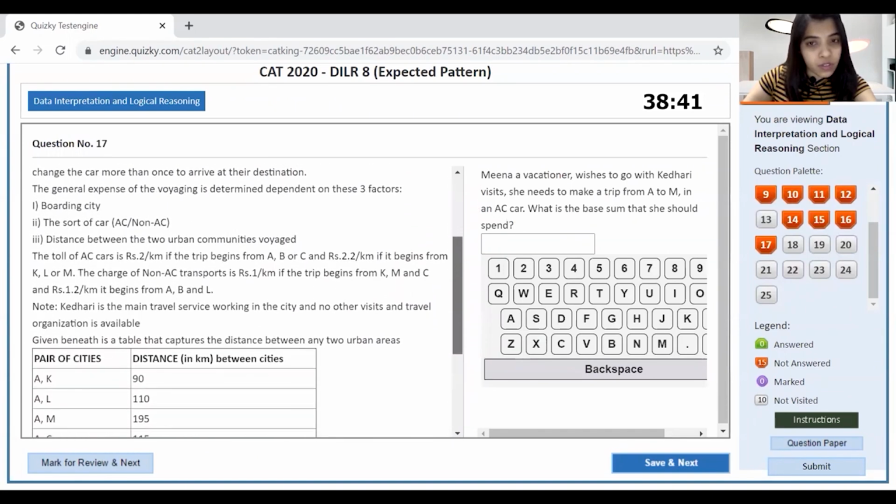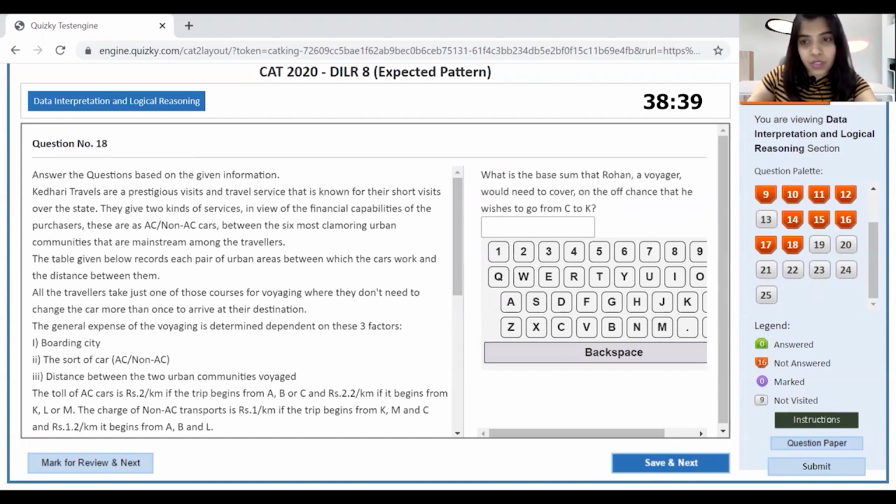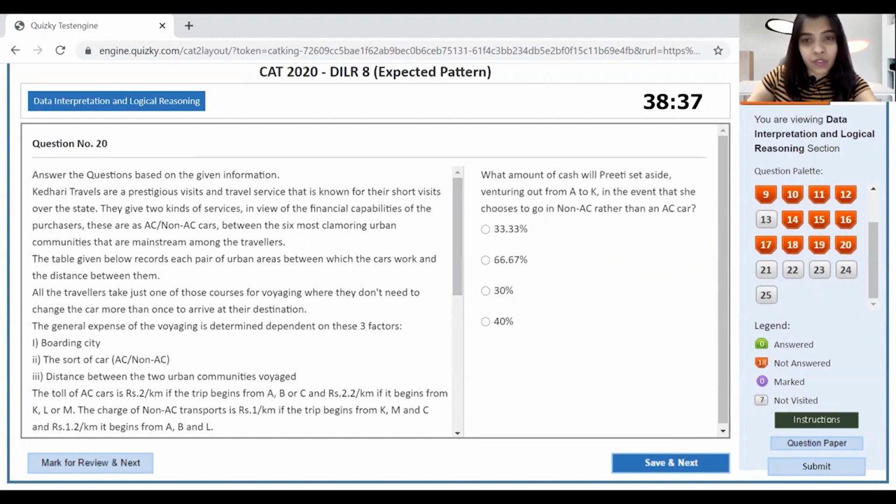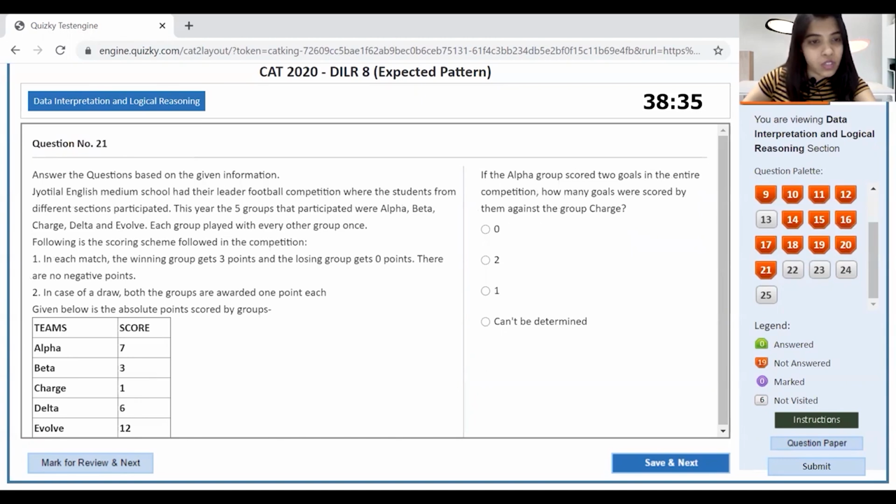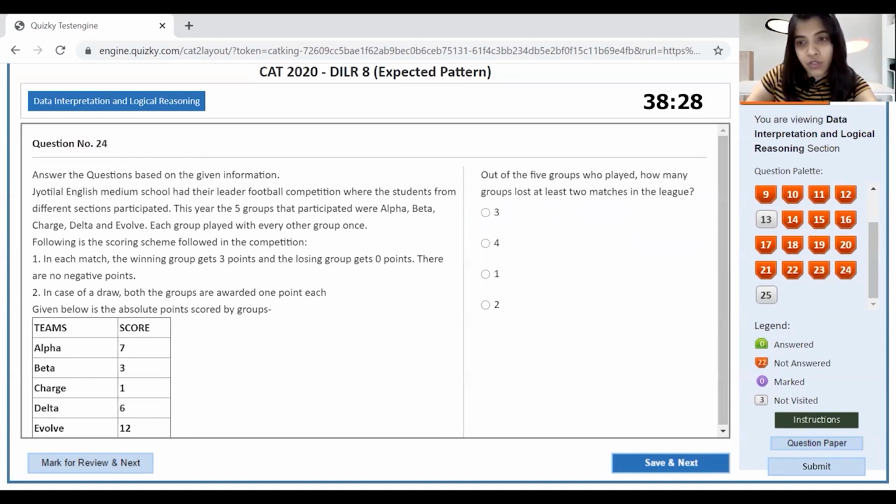Okay. This seems like a basic DI thing. 4 questions for this. This is some sort of matches, points. Okay, and fine, 5 questions for this.